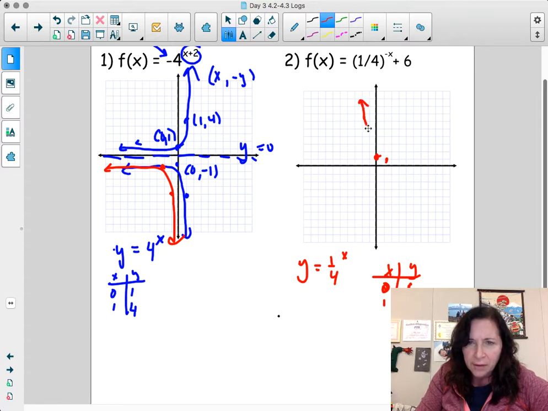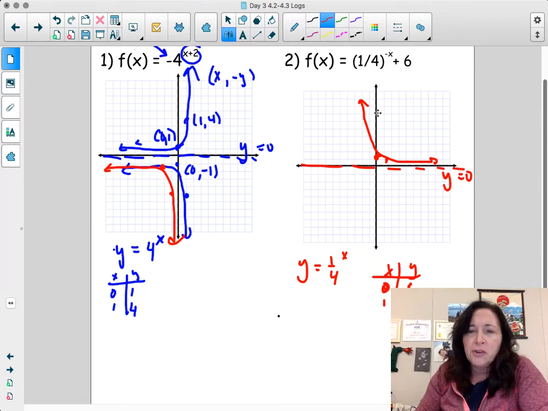So far our graph does look like this. Again, we do have our y equals 0 horizontal asymptote. There are no vertical asymptotes on an exponential equation, only horizontal asymptotes. So this value right here reflects the graph across the y-axis. So my point is still 0, 1, but my second point, instead of being 1, 1/4, will be -1, 1/4. And so now my second graph actually does this.